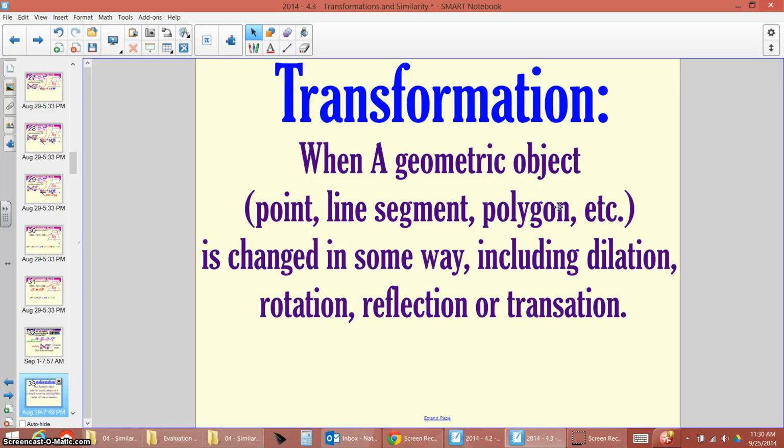Moving on. Transformations. This is a huge part of this. Really 4.3. That was all review. This is 4.3. When a geometric object, point, line, polygon, doesn't matter what we're doing, is moved, rotated, reflected, some way it's changed from its previous position.